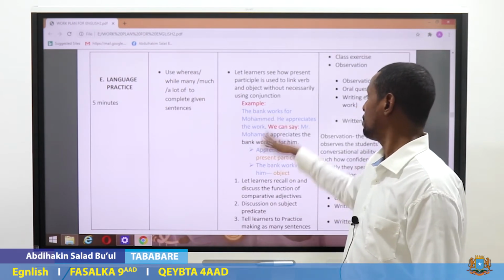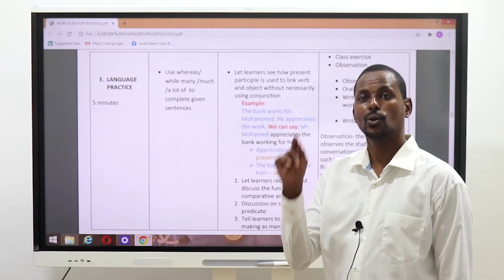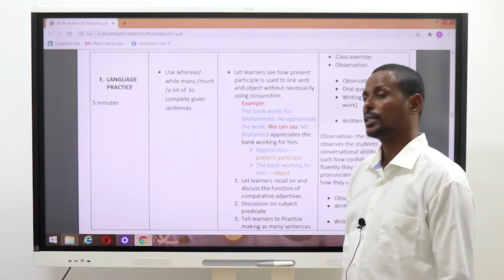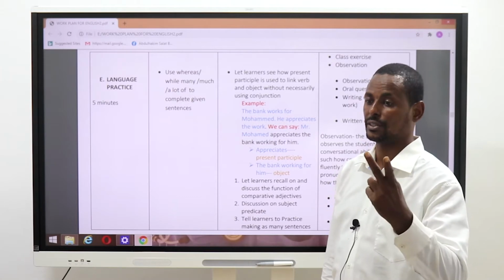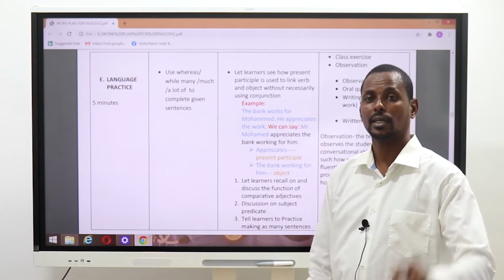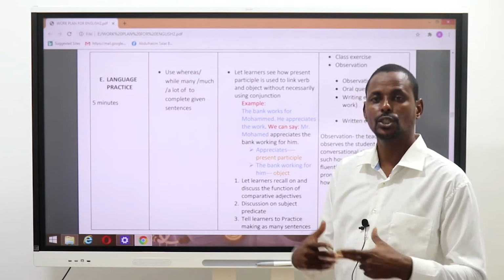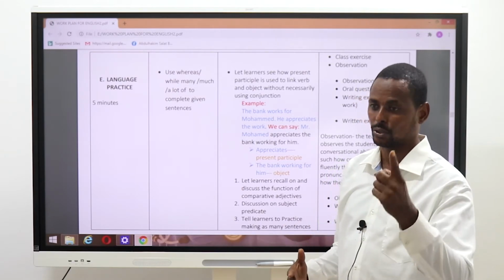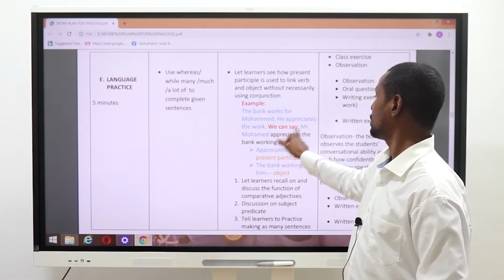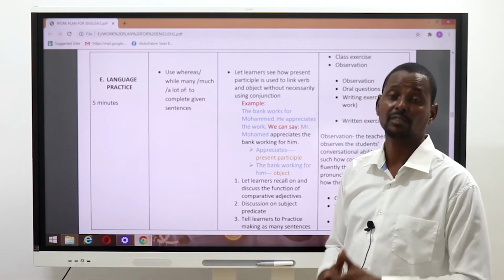The bank works for Muhammad. He appreciates the work. These are two simple sentences. The bank works for Muhammad, one sentence. He appreciates the work, another sentence. Now, we want the students to join these two sentences without using conjunctions. So, we can say, Mr. Muhammad appreciates the bank. He appreciates the bank working for him.